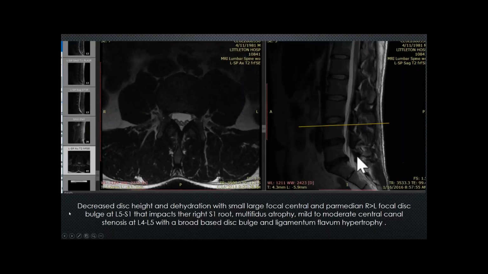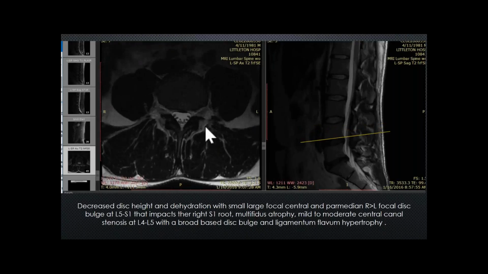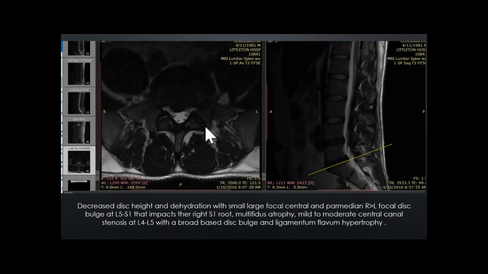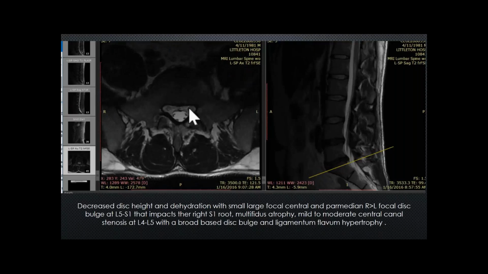So that's something to consider. Okay, one last image here. You can see that we have the axial T2 and the sagittal T2. If I go all the way down to the bottom, we're going to see a fairly large focal, central and paramedian, more off to the right than the left, disc bulge, almost approaching a herniation.